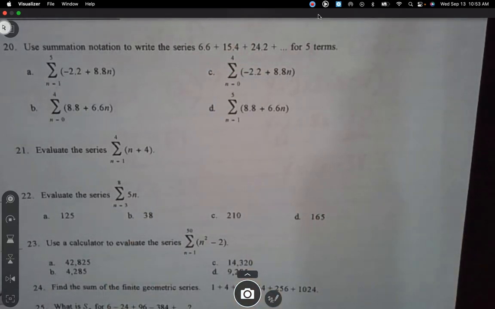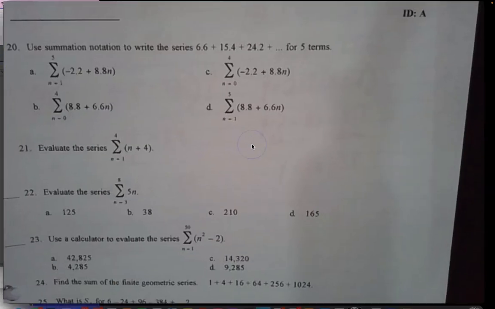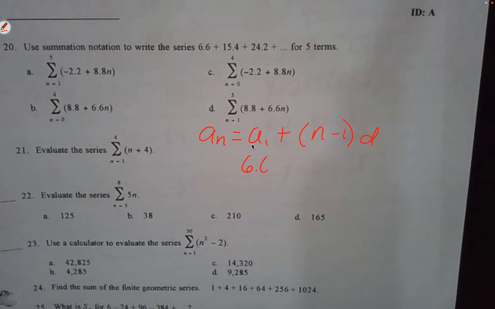So my summation notation, first of all, I'm going to use my formula. So I take my first term. If you remember, we take our first term plus n minus 1 times d. That's going to give us our formula. Okay? So what is my first term? 6.6. 6.6 plus n minus 1 times, what was our common difference? 8.8. What do you do with that 8.8? Distribute. So that's 8.8n minus 8.8.